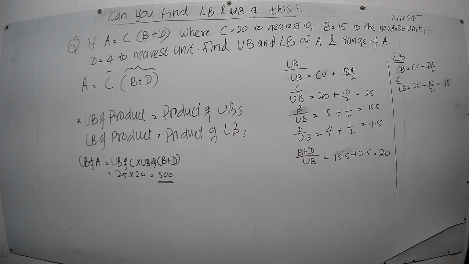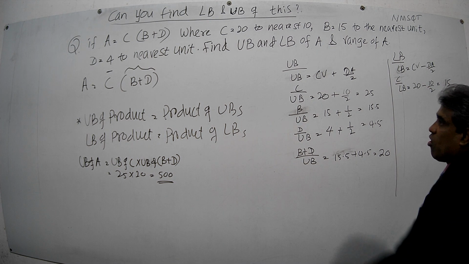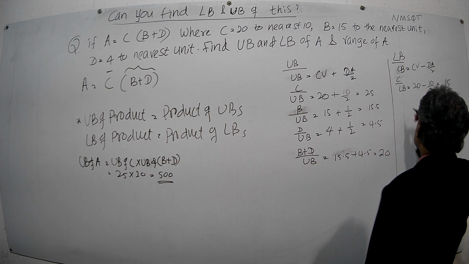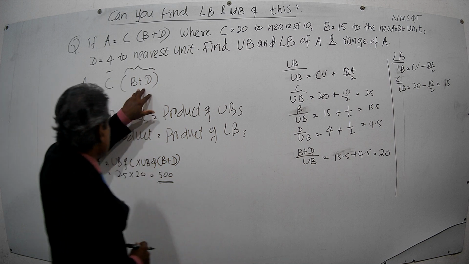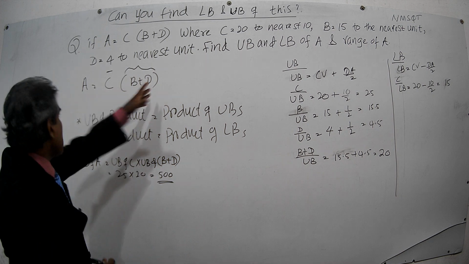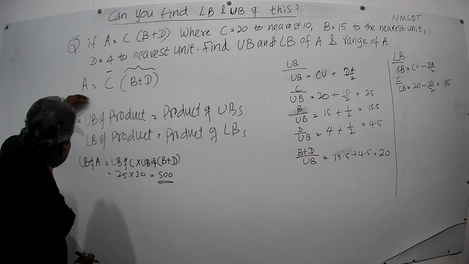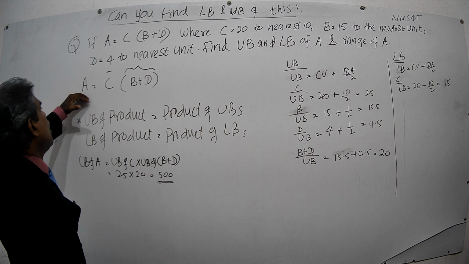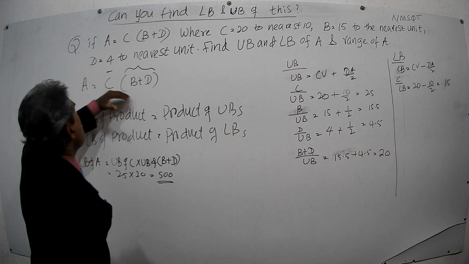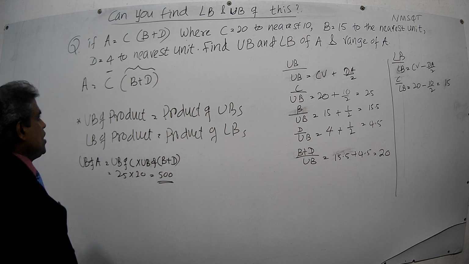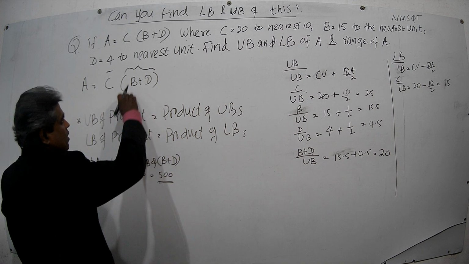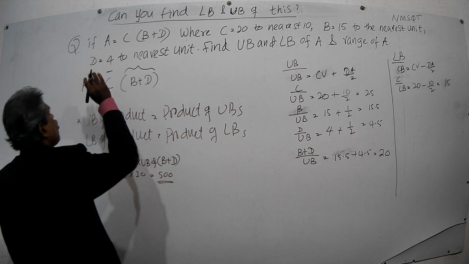Okay. 20 minus 5. Then you have to get the lower bound of B plus D. You have to get the lower bound of this and the lower bound of this and multiply to get the lower bound of A, because the lower bound of a product is the product of the lower bounds of the numbers multiplied. So here, you have to get the lower bound of this whole block and the lower bound of C and multiply.